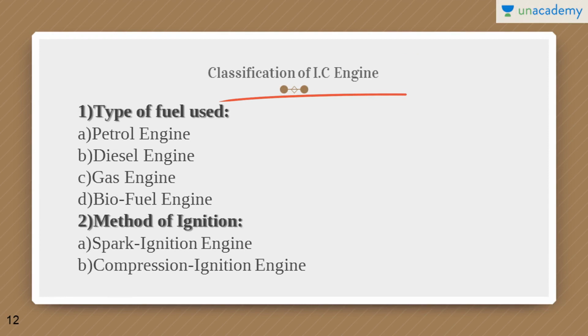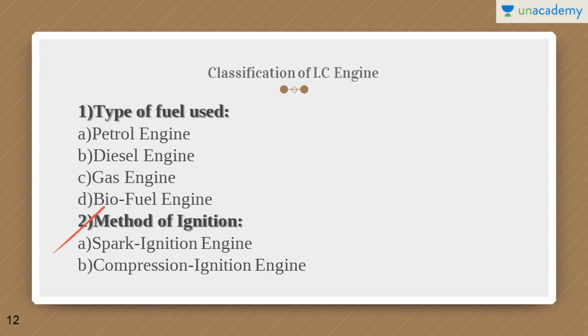So let's move on to the classification of IC engines. According to the type of fuel used, it is classified as petrol engine. If the fuel used is petrol, then it's called a petrol engine. Diesel engine, fuel used is diesel. Gas engine, gaseous fuels like biogas or natural gas are used here. And biofuel engine, it is nothing but the engine uses a mixture of more than one fuel. For example, a mixture of diesel and natural gas as well as a mixture of diesel and neem oil, etc.